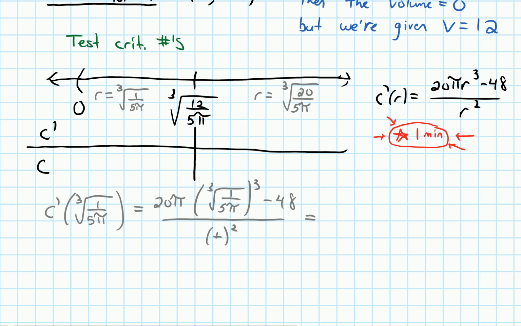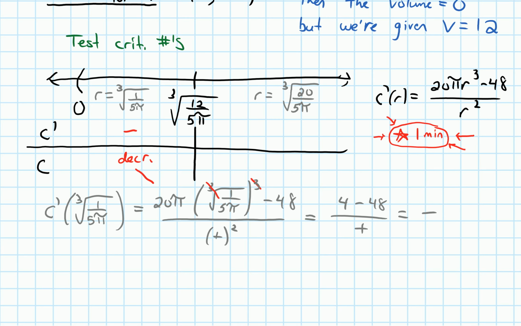On the numerator, the cube root and the cube are going to cancel. Then 20 pi gets multiplied by 1 over 5 pi, which gives us 4. We have 4 minus 48 over a positive number. So the numerator is negative and the denominator is positive. Overall, that's negative. So my derivative is negative on this side, which means the original function is decreasing. It's going down like this.